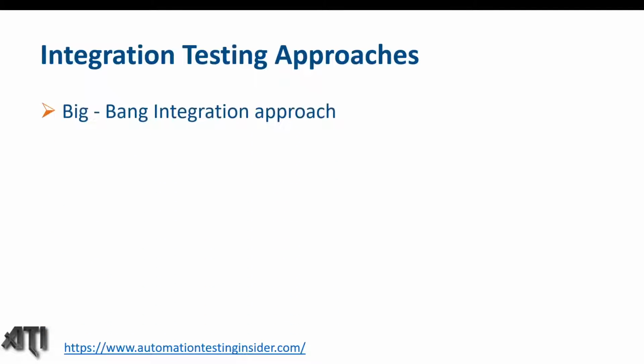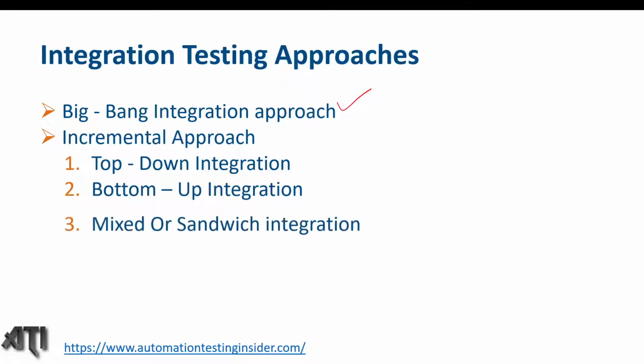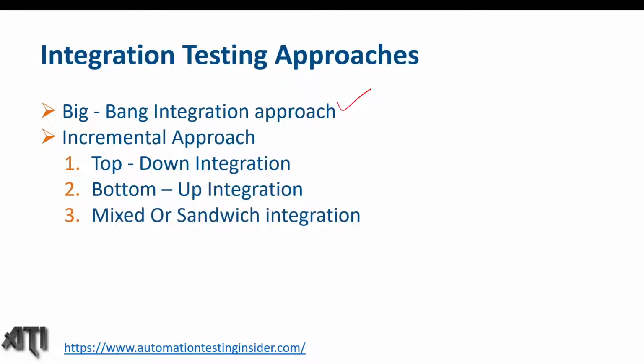Now let's talk about the different approaches we have to perform integration testing. We have the big bang integration approach, and we have the incremental approach, which can again be divided into three types: top down integration, bottom up integration, and mixed or sandwich integration. So what do we mean by big bang integration? When we combine all the modules together and perform the testing, that is nothing but the big bang approach.